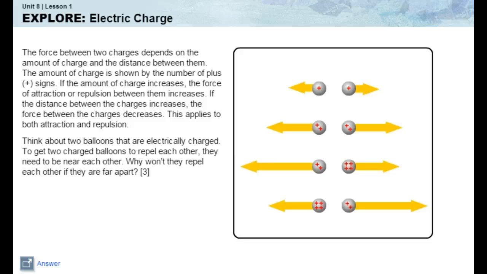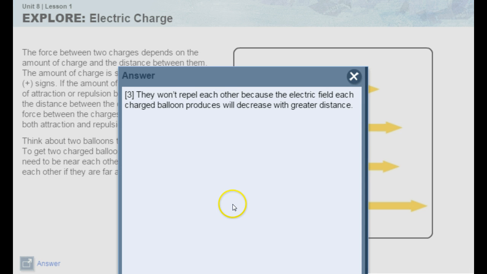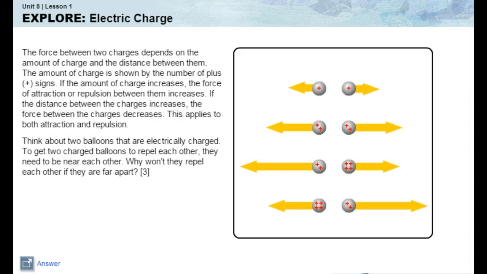Think about the two balloons that are electrically charged. To get two charged balloons to repel each other, they need to be near each other. Why won't they repel each other if they are far apart? They won't repel each other because the electric field each charged balloon produces will decrease with the greater distance.